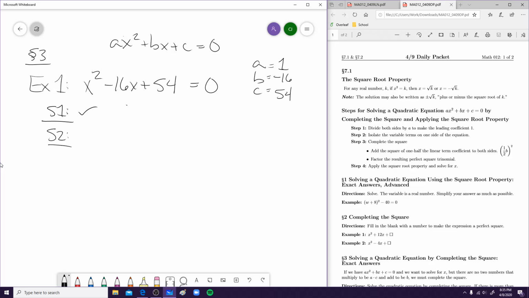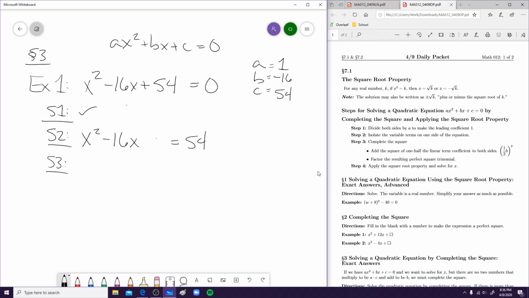Step 2, we want to isolate the variable terms on one side of the equation. Essentially, you just want to make it like x squared plus negative 16x plus a blank, and then this can equal anything. So over here, we're going to subtract 54 from both sides. Okay, so now x squared minus 16x is equal to negative 54. Now our goal is to find a new c, so we can factor this into a perfect square.